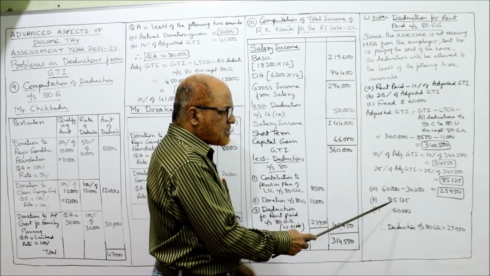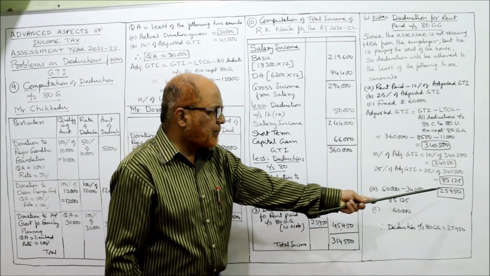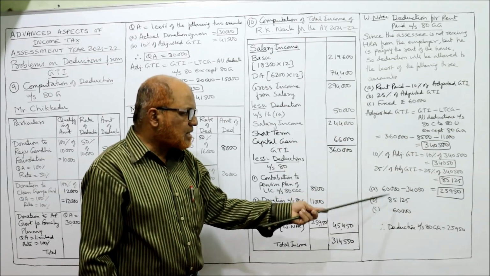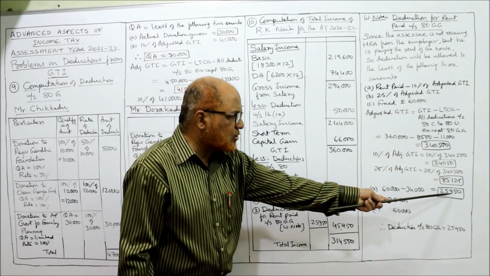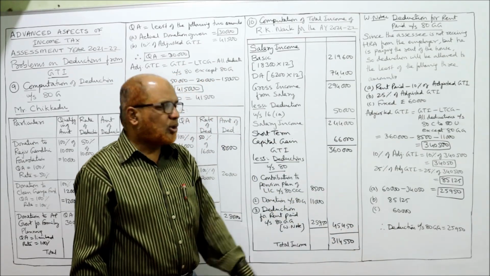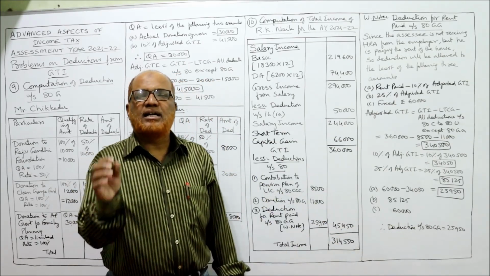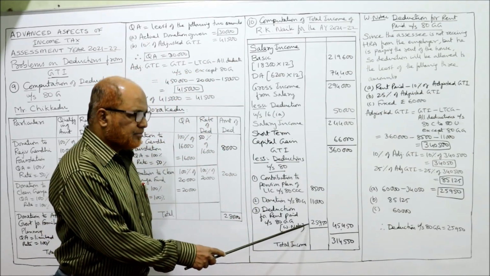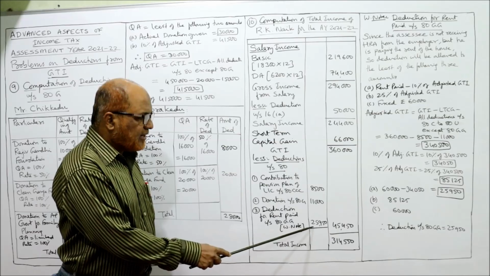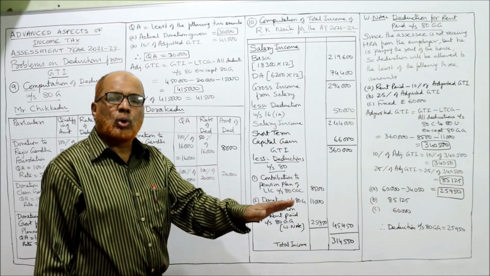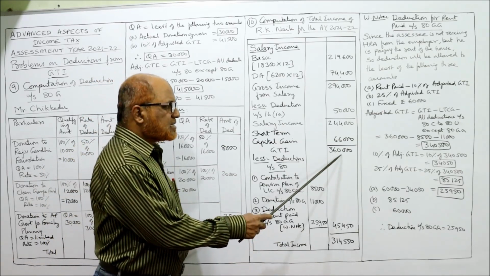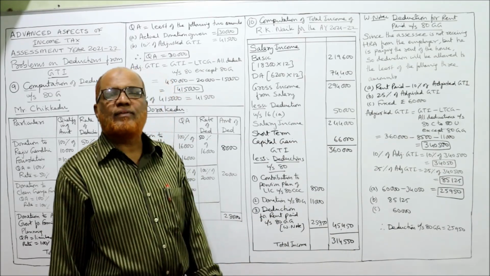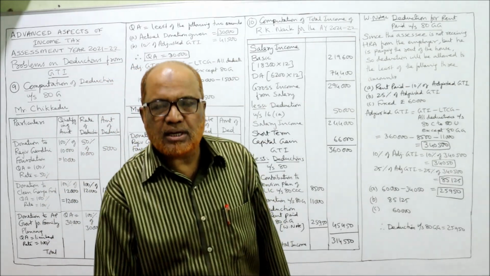Second one, 25% of adjusted GTI comes to 85,125. Third, fixed amount 60,000. The least among these three is 25,950. So 25,950 is the deduction allowed under section 80GG here. So take the total of the deductions. 45,450 is the total deductions. Deduct: 3,60,000 minus 45,450, 3,14,550. This is the total income.